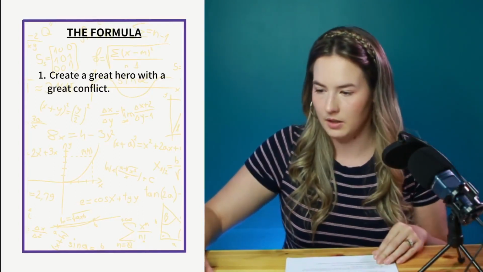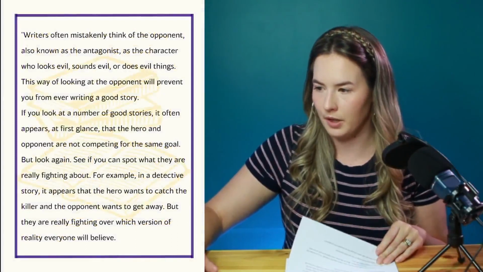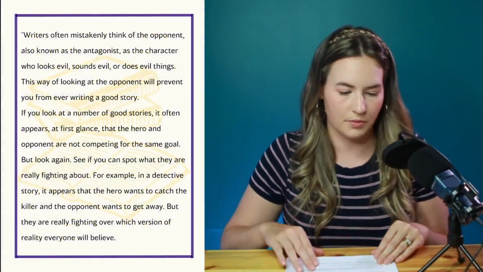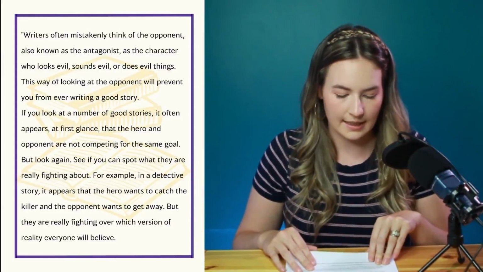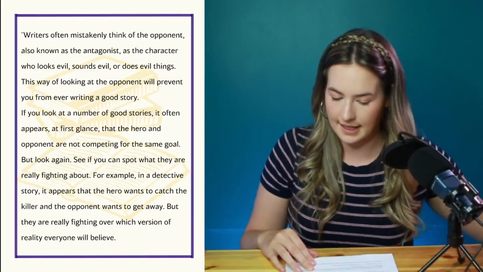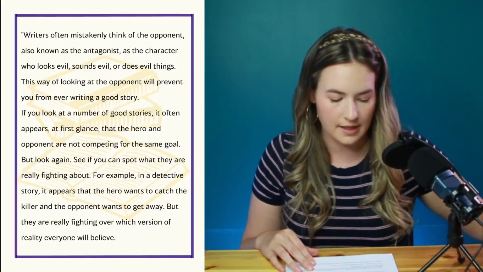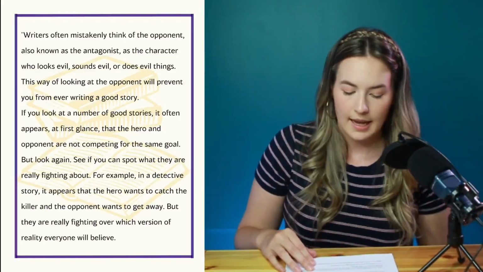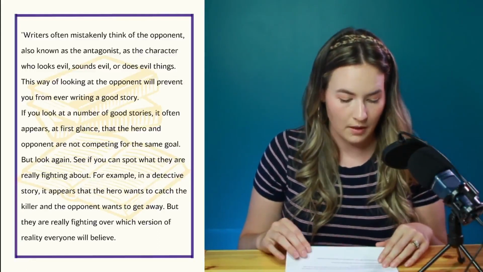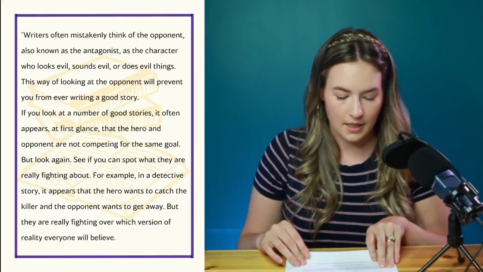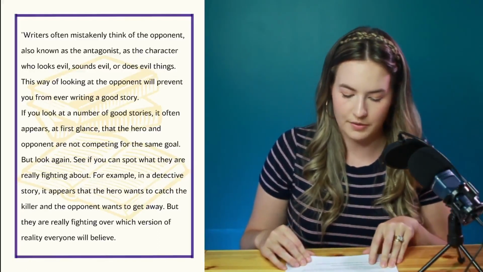So here's a quote from the book that I wanted to read. Writers often mistakenly think of the opponent, also known as the antagonist, as the character who looks evil, sounds evil, or does evil things. And this way of looking at the opponent will prevent you from ever writing a good story. Instead, you must see the opponent structurally in terms of his function in the story.